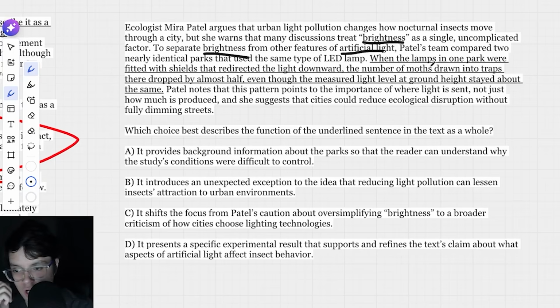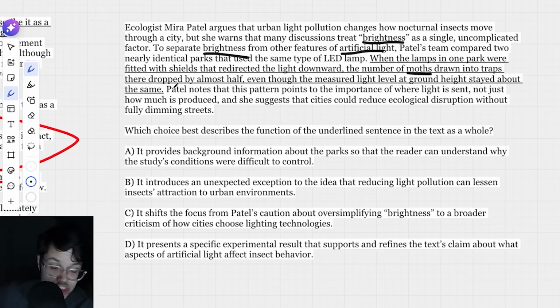When the lamps in one park were fitted with shields that redirect the light downward, the number of moths drawn into traps dropped by almost half. Okay, so they had shields, like masks on it, that made the light go downward. And then the moths were not drawn into them as much. If you don't know what a moth is, you just need to know it's some kind of animal. Even though the measured light level at ground height stayed about the same. Okay, so basically it's saying here that the direction of the light mattered more than just the brightness itself.